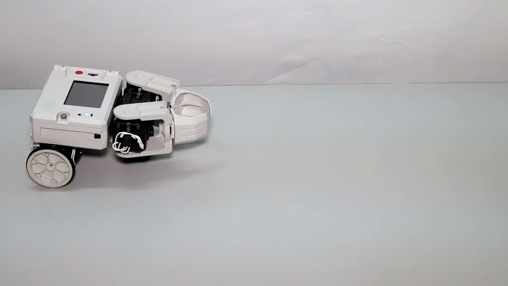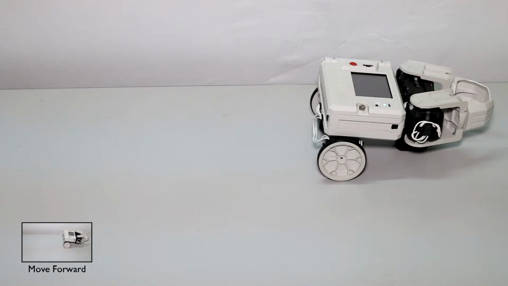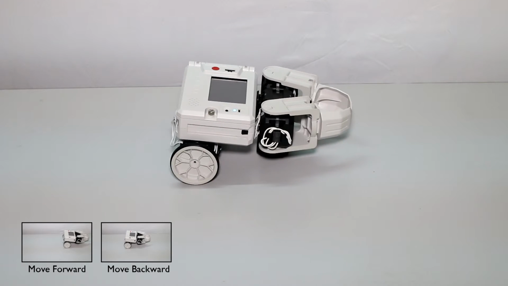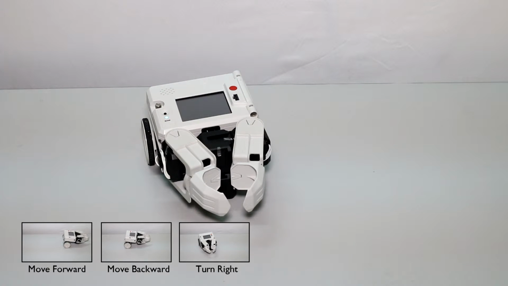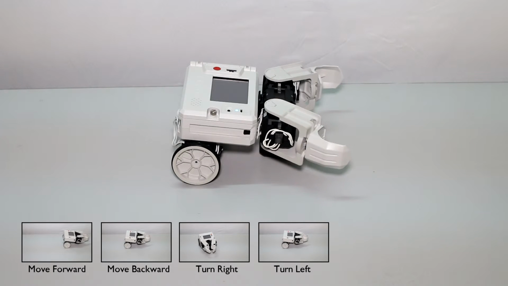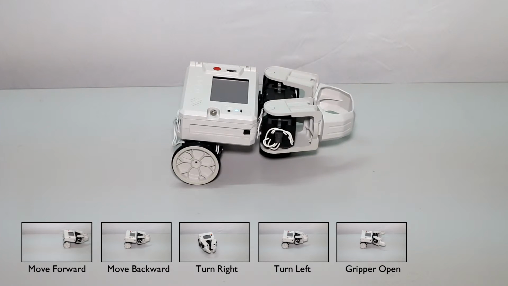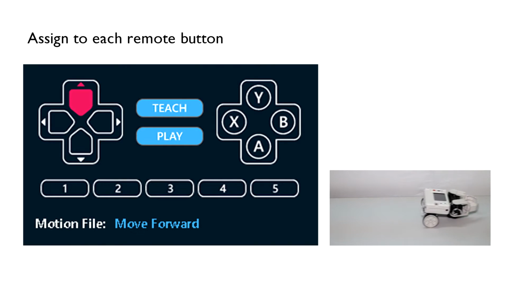Now, take a look at the stag beetle robot that you built in the second lesson. How would you assign the motions to the remote buttons? Here I will show you an example. You can use Teach Mode or Animator to create the motions, and assign to each remote button like this.